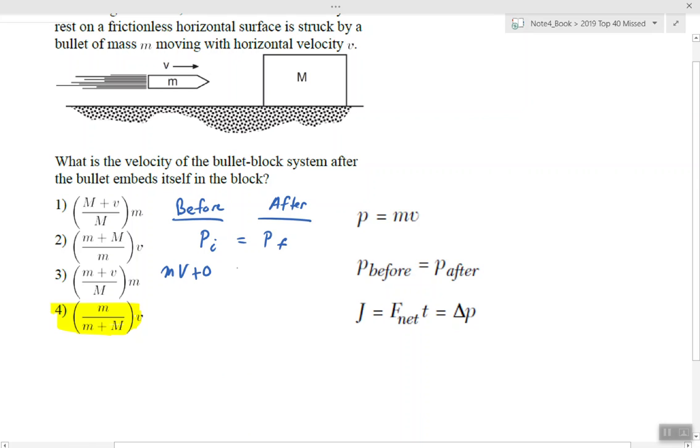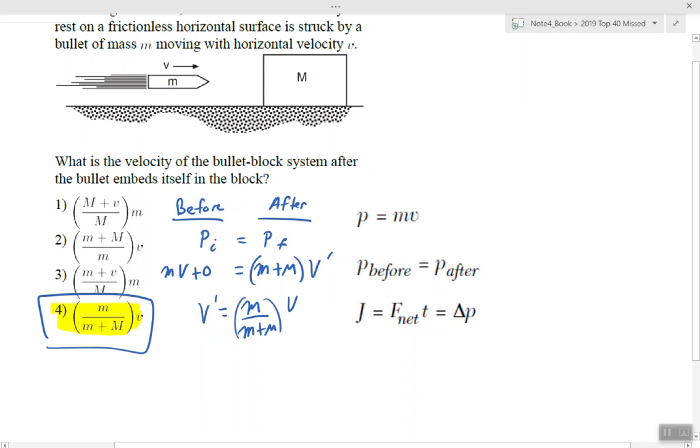mv plus 0, because the big block's not moving, is going to equal afterwards you have little m plus big M when the bullet embeds, times the mystery, the prime velocity afterwards. So the velocity of the system afterwards is going to be little m over little m plus big M times the initial velocity. That's choice 4.